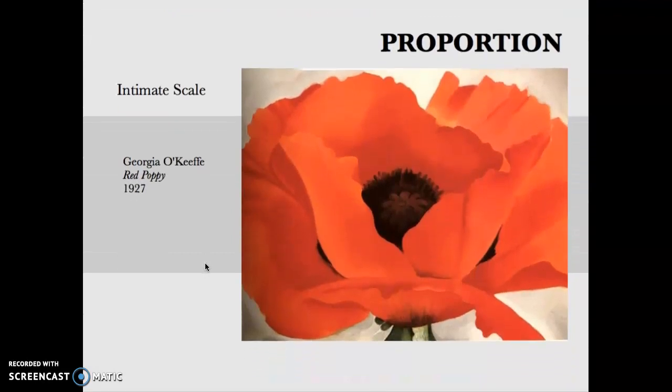Intimate scale is zooming in to show intimacy. This is Georgia O'Keeffe's Red Poppy, and because we're so zoomed in, we've got some cropping that's happening, which creates a little bit of tension. It's so big that it's bleeding outside of the edges, and we can really see the inside of the flower to get really close up.